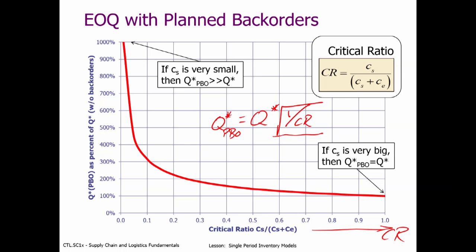But I can plot this relationship for all the values of CR, and I get this kind of curve, which is very useful to see. And so now you can see that the ratio of how big the shortage costs are compared to the excess costs sets how much I'm going to order. And it's a trade-off again between the shortage and the excess costs.